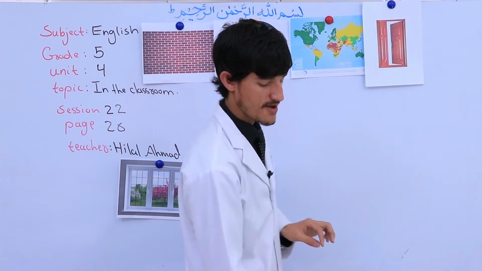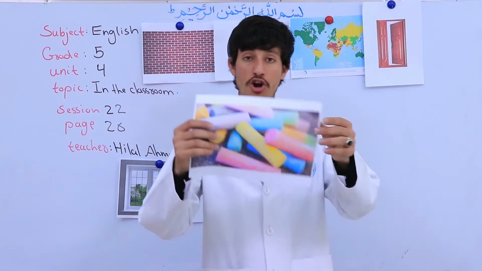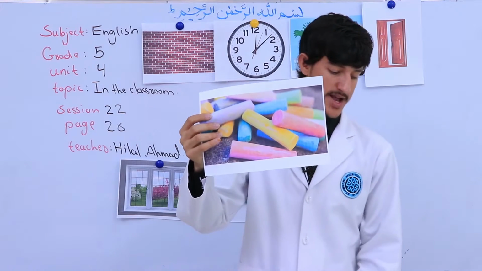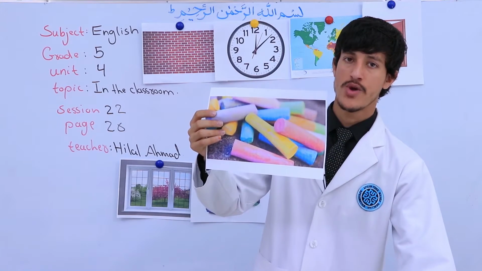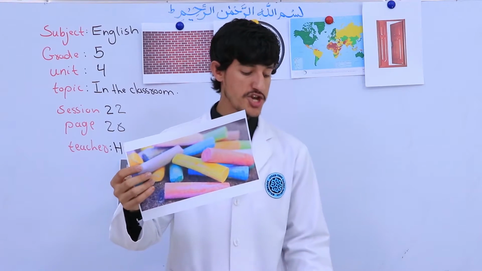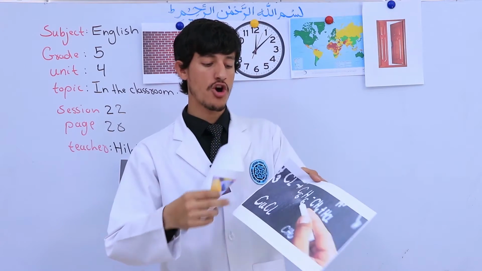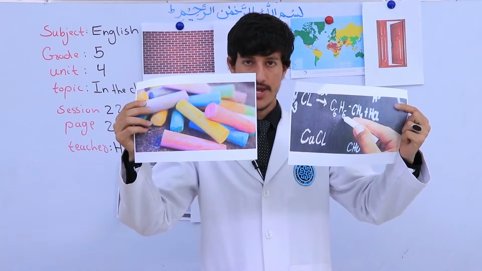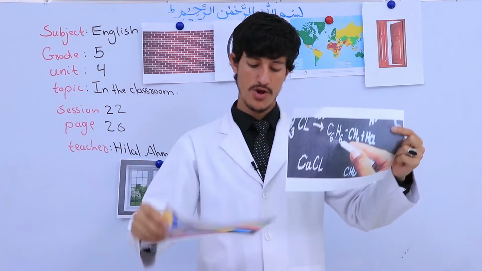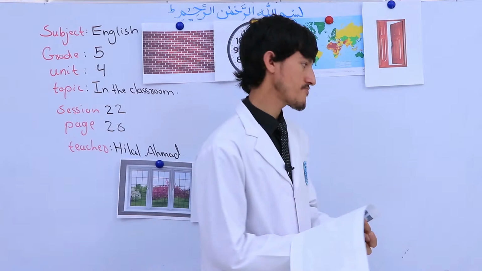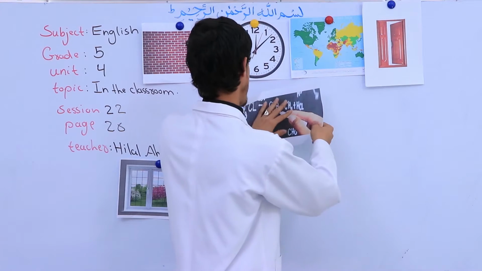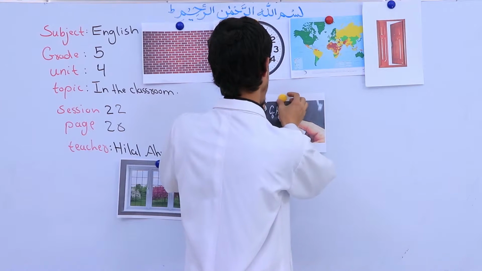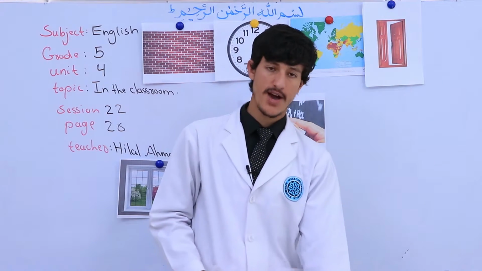And what do we have in the classroom? We have chalk. You know chalk? This is colorful chalk. And also we have white chalk. This is called white chalk. And this is colorful chalk, right? So chalk means tabashir. We have also chalk in the classroom. What do we have? We have chalk. So chalk means tabashir, right?